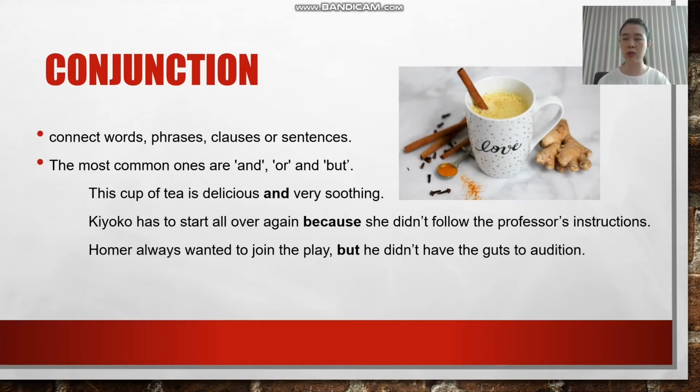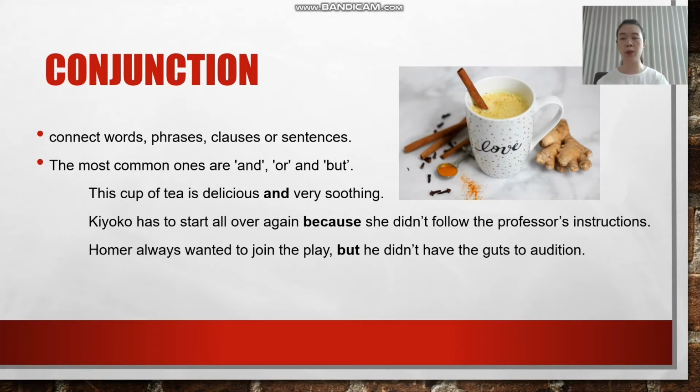Let's move on to another type of part of speech, that is conjunction, okay? How can we use the conjunction in the sentence? We normally use the conjunction to connect or join words, phrases, clauses, or sentences together. Normally, they must be at an equal level, the same level of the language. Okay, and the most common ones are and, or, and the word but.